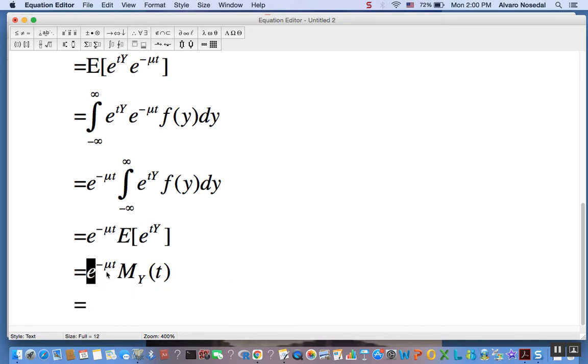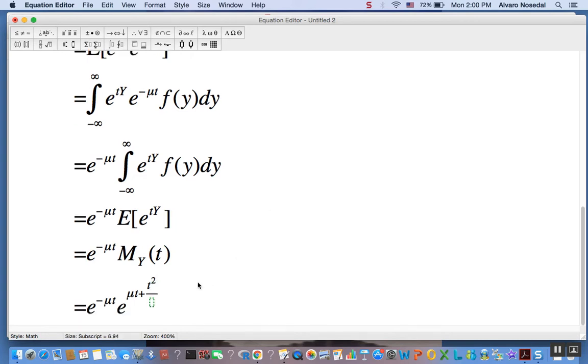So this is e to the power minus mu t times e to the power mu t plus, I want that to be in the exponent, so we have a fraction here, t squared times sigma squared divided by 2. Okay.